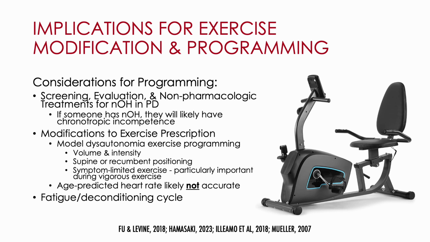This type of protocol involves decreasing gravitational stress with recumbent or supine exercise for the first 3 months. Consistency and slow progression is key, as well as monitoring symptoms during exercise. Although age-predicted maximal heart rate is likely inaccurate for these individuals, monitoring heart rate during exercise and providing patients with targets associated with a rate of perceived exertion can help improve exercise intensity over time and track progress.